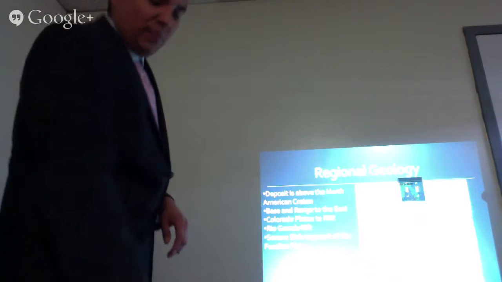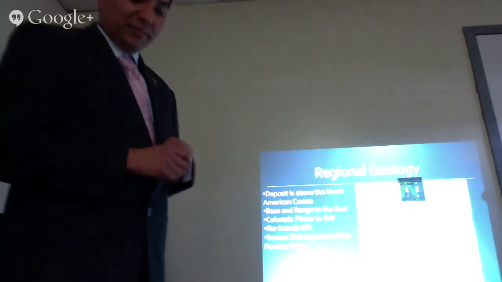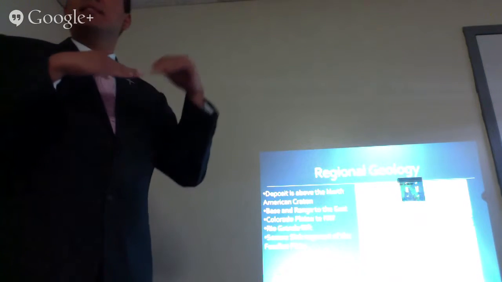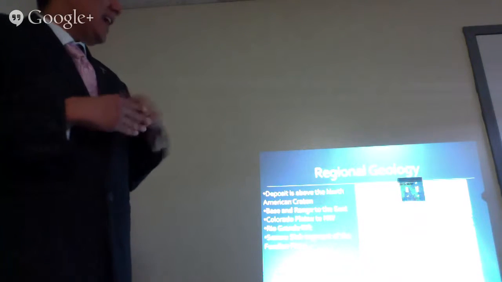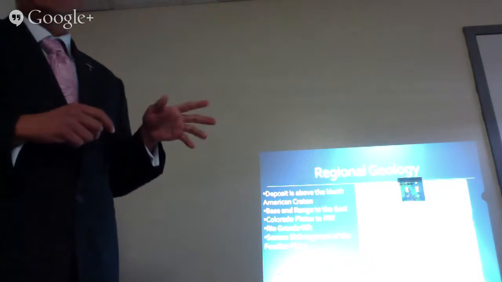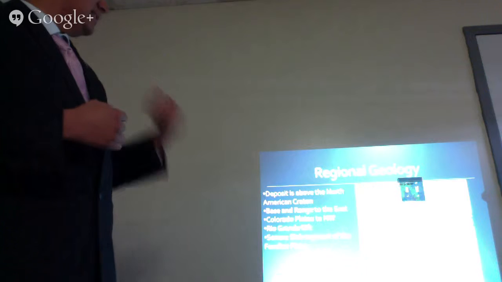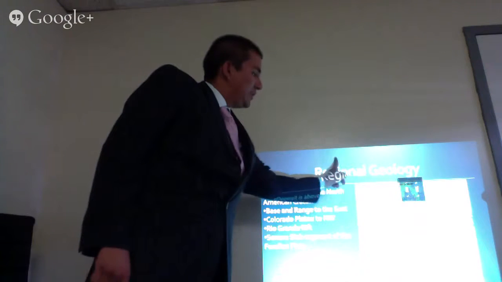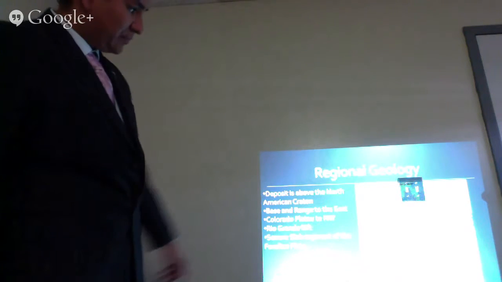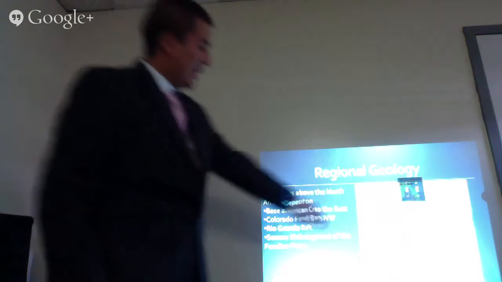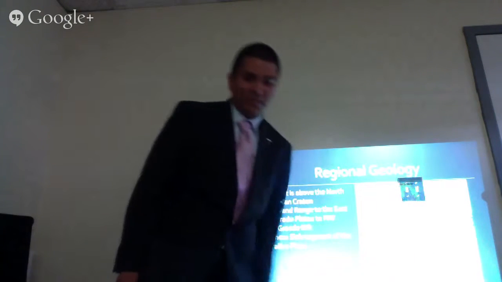Regional geology. Well, Copper Flat has some interesting geology. It was created by magmas from the Farallon Plate subducting under the North American Plate, and this is part of the Sonora slab segment of the Farallon Plate. The deposit is north of the American Craton. The Basin and Range is right here to the east. The Colorado Plateau is northwest. We actually have the Rio Grande Rift to the east of the deposit, and we have a horst and graben right in the middle, to where the deposit is.